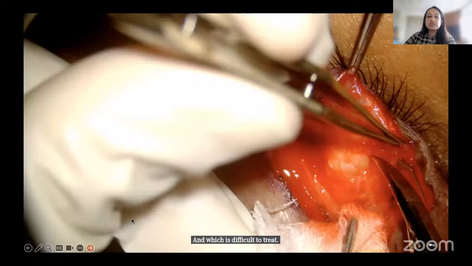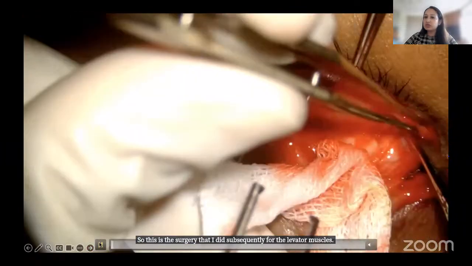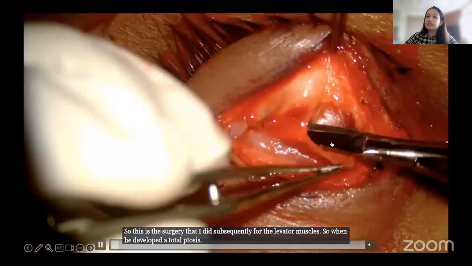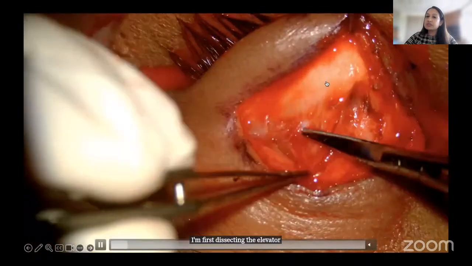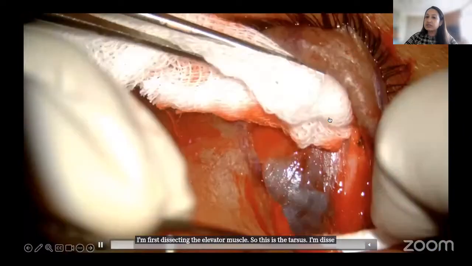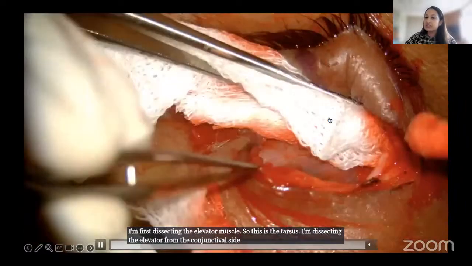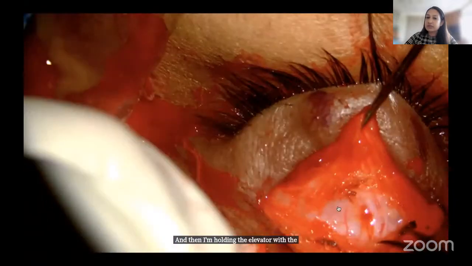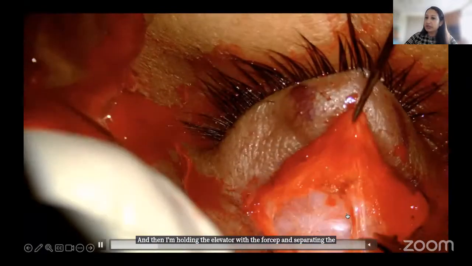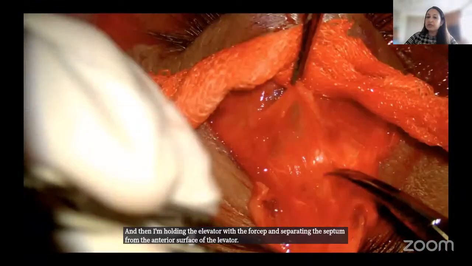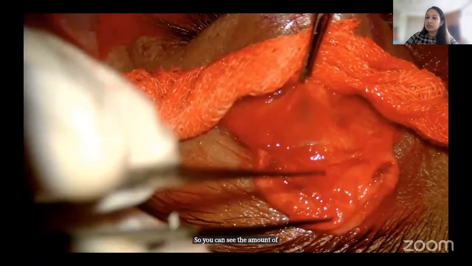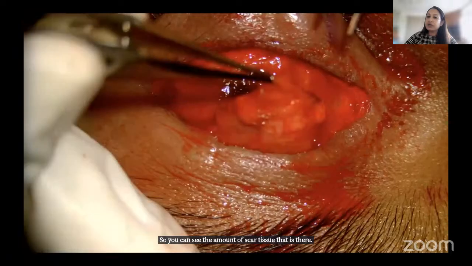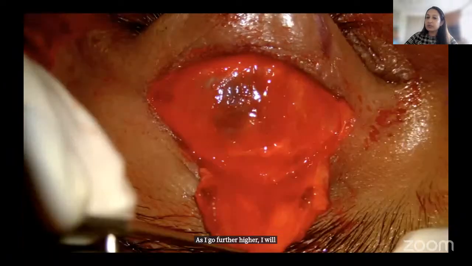So this is the surgery that I did subsequently for the levator muscles. So when he developed a total ptosis, I'm first dissecting the levator muscle. So this is the tarsus. I'm dissecting the levator from the conjunctival side first, which is the least scarred surface. And then I'm holding the levator with the forceps and separating the septum from the anterior surface of the levator. So you can see the amount of scar tissue that is there. As I go further higher, I will show you the Whitnall's ligament, how it looks like.